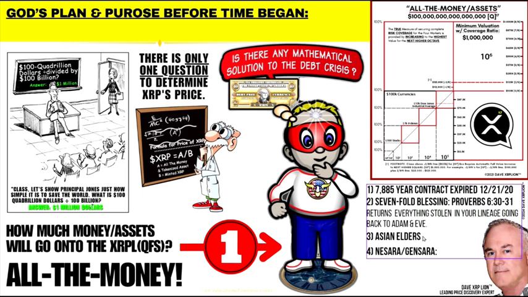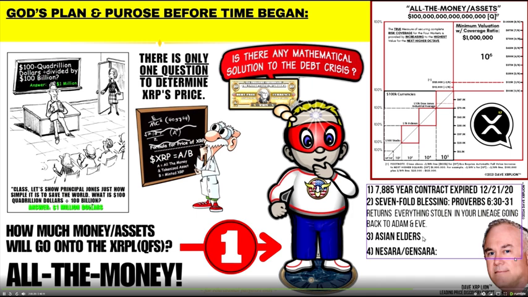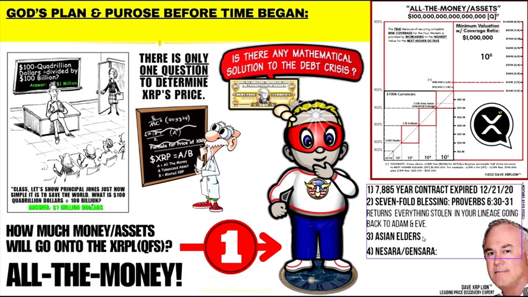That in itself, $43 quintillion. That's a 4 with 19 zeros. The Asian elders signed over 45 quattrodecillion, which is 1 with 45 zeros, to the U.S. Treasury Department on July 4th, 2022.